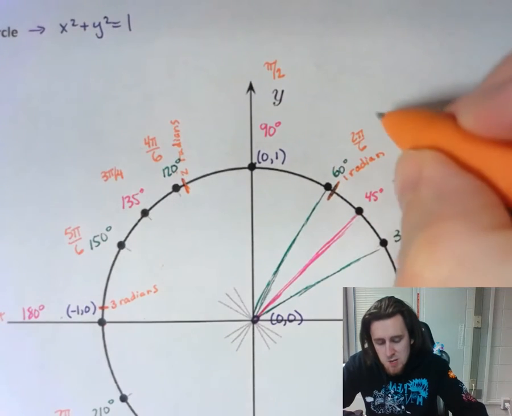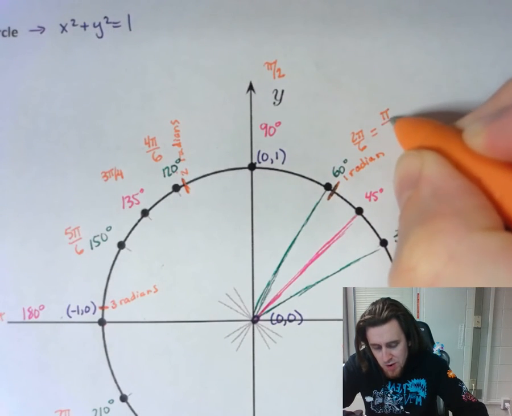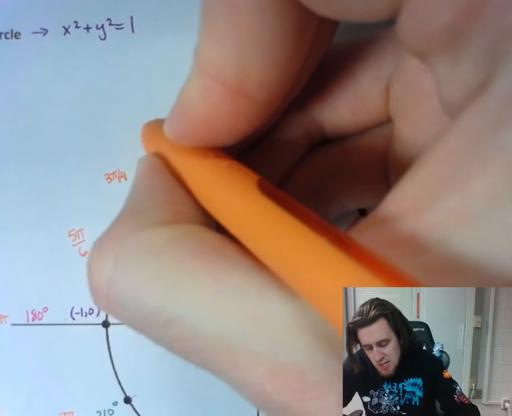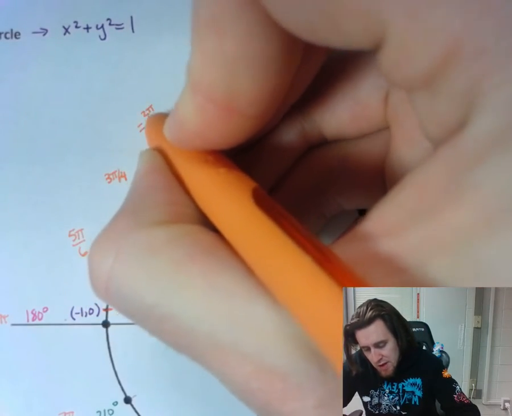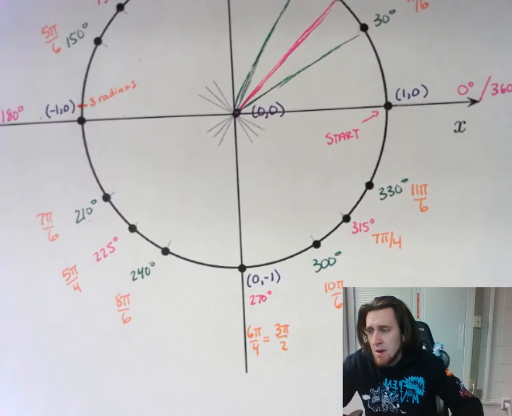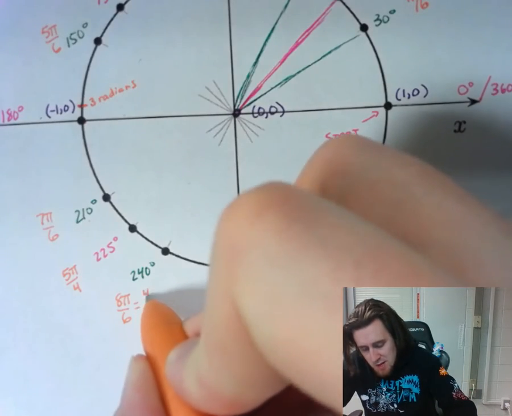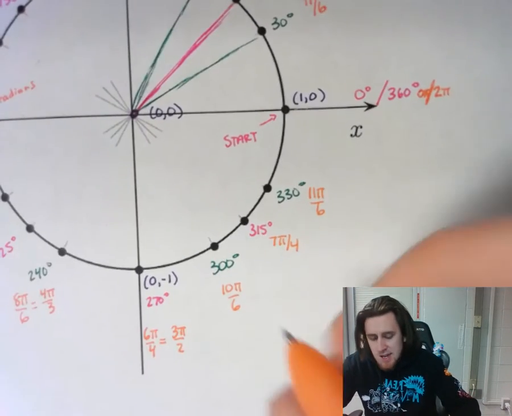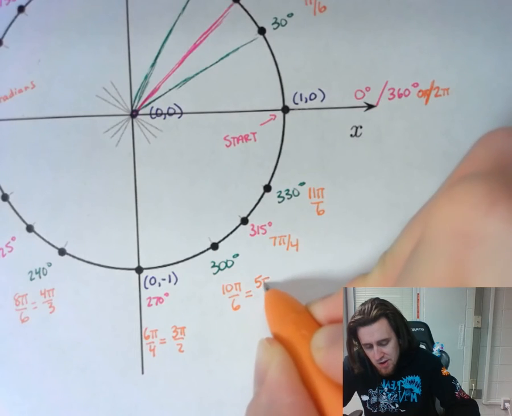So 2 pi over 6 is the same thing as 1 pi over 3. 4 pi over 6 is the same thing as 2 pi over 3. Down here at the bottom, 8 pi over 6 is 4 pi over 3. And 10 pi over 6 is 5 pi over 3.